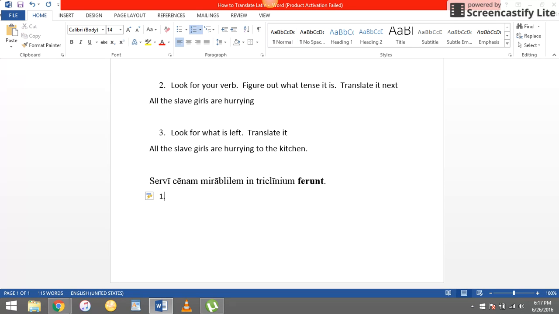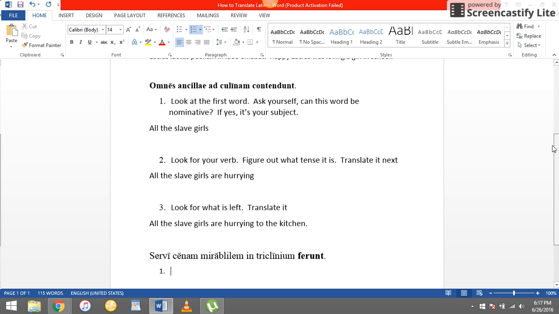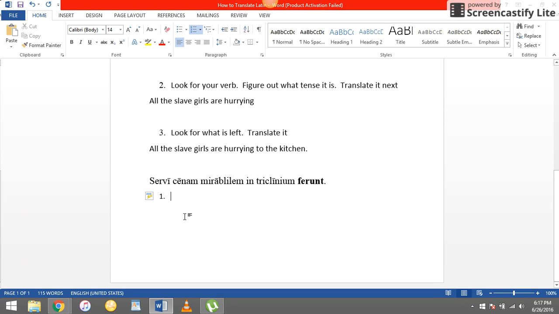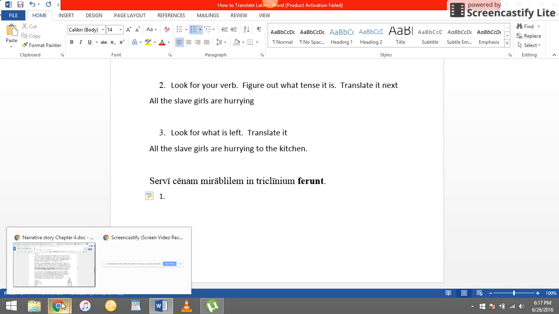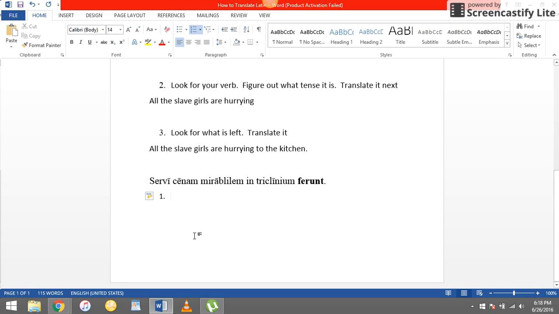So what's the first step? Let's look above. Look at the first word. Ask yourself if the word could be nominative. So the first word ends in i. Awesome. Let's look at our noun chart and see if i can be nominative. Not in the singular, but it can be in the plural. So that's our subject. Then you have to look up what the word means if you don't know.